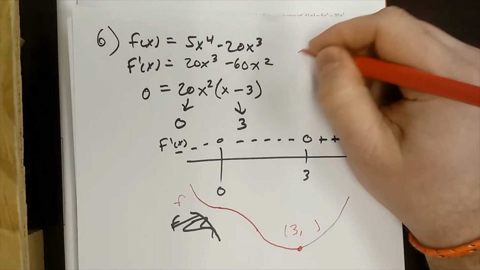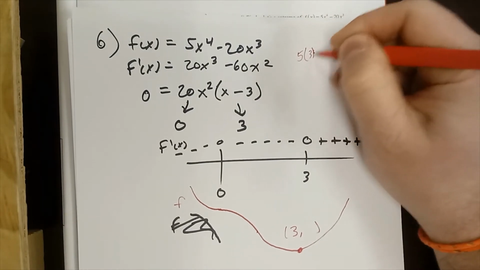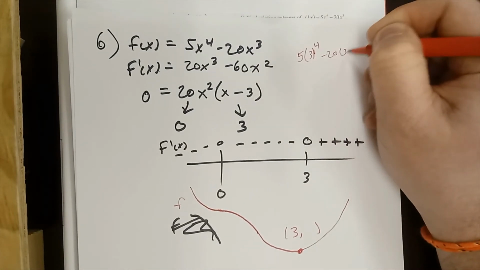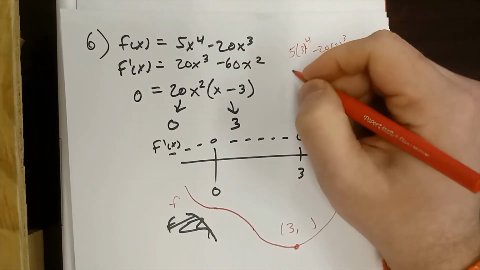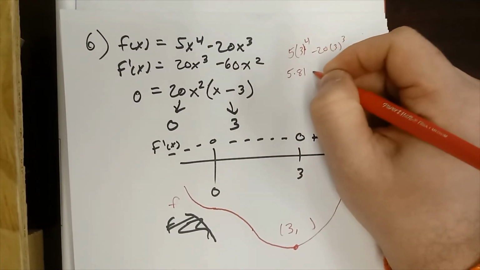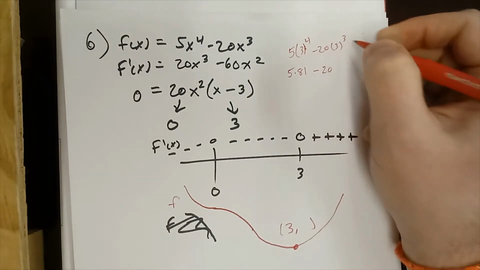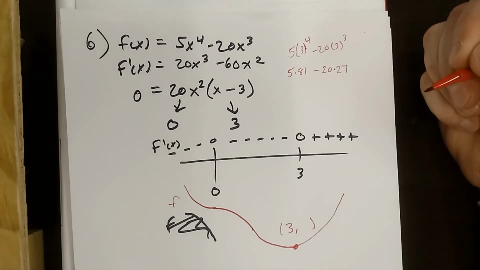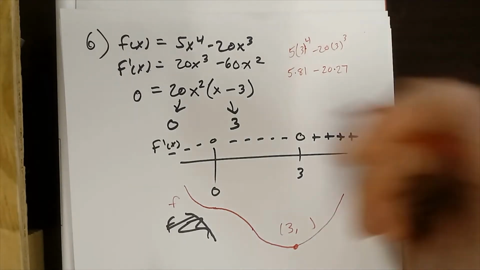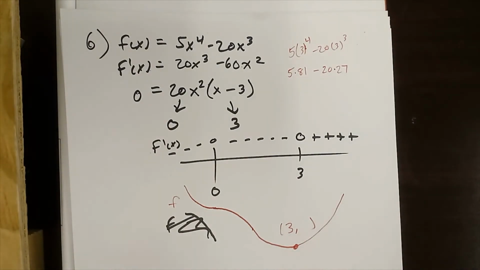So if I plug that in, 5 times 3 to the 4th minus 20 times 3 cubed. Easy math, right? 3 to the 4th is 81, so 5 times 81 minus 20 times, super easy, 27. I'm totally flexing and faking right now. If you don't have those memorized, I wouldn't know how to do them quickly. You just kind of have to figure them out.